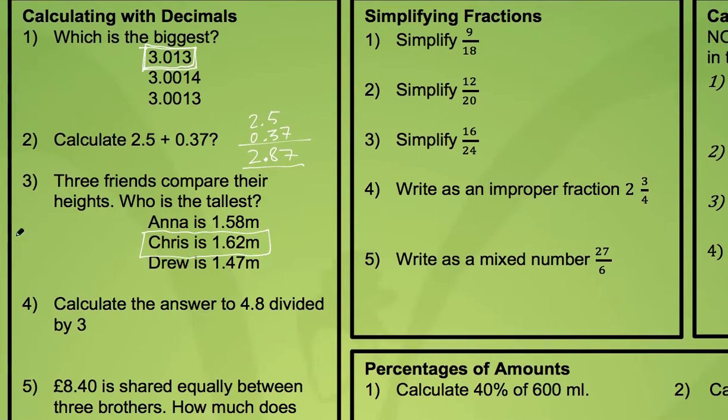Calculate the answer to 4.8 divided by 3. I can just do bus stop method with this because 3 is a whole number, so 3 goes into 4 once with a remainder of 1. 3 goes into 18 6 times, and I just put that decimal place in the same place, so the answer is 1.6.